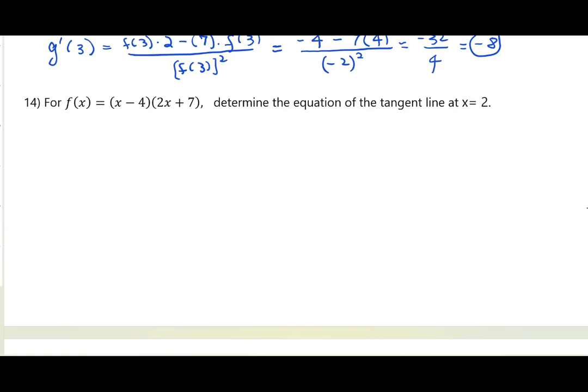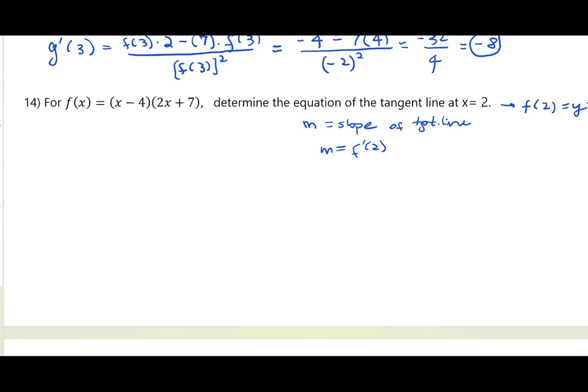So to determine the equation of the tangent line, the first thing we have to know is, let's call it m, the slope of the tangent line. And the slope of the tangent line is the same as the derivative, right? So at the point 2, we're going to need to find f prime of 2 to get the slope of the tangent line. And once we have that, we can also figure out the y-coordinate at the point 2 by finding f of 2, right? That'll be the y-coordinate.